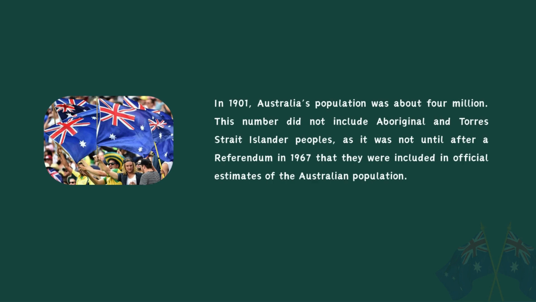In 1901, Australia's population was about 4 million. This number did not include Aboriginal and Torres Strait Islander peoples, as it was not until after a referendum in 1967 that they were included in official estimates of the Australian population.